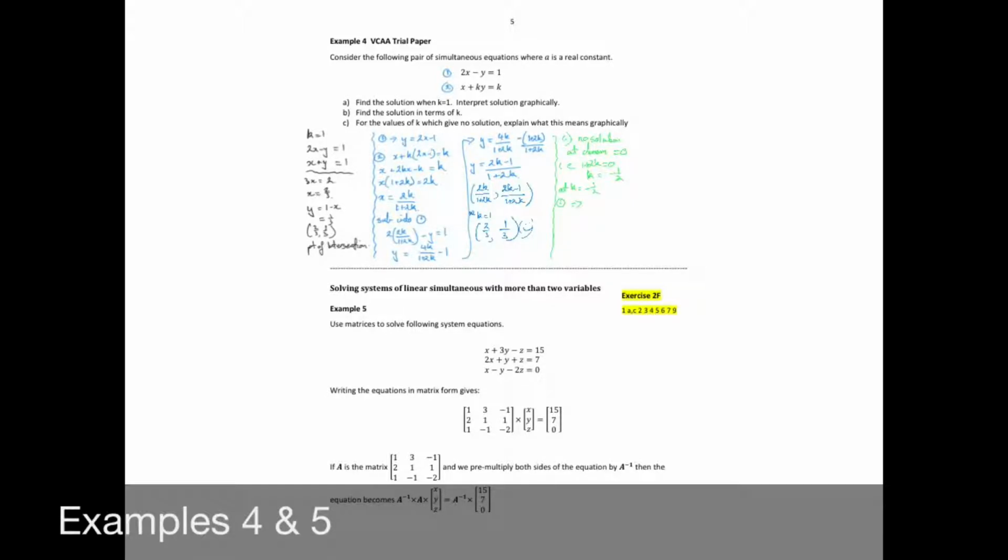What does that mean graphically? Well, if I put that k equal to minus a half into equation 2, you'll get x minus a half y is equal to minus a half. If I rearrange and simplify, perhaps take the half across and get a half y to be positive, then multiply through by 2, I can see y is equal to 2x plus 1. And the other equation is y is equal to 2x minus 1, so they're parallel lines. That's why there's no solution.